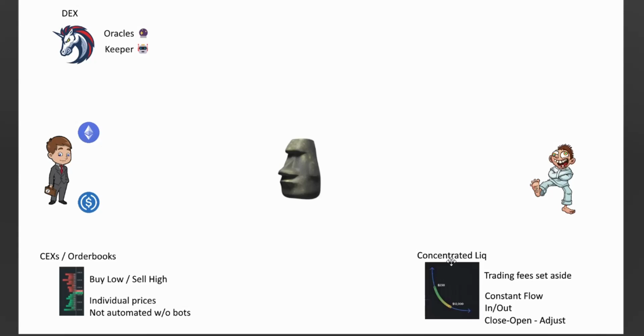So if you don't understand, then you'll have to do a little bit more research on that. However, basically you set a price range, like, I want all of my tokens to be sold if it goes above this price, right? And some of the benefits of this system is that the trading fees are set aside. Just like here, when you actually sell high, your profit is set aside, right? In here, they have trading fees, and those trading fees are set aside, and that's kind of like taking profit, but not particularly. Okay, there's a constant flow of in and out on this system.